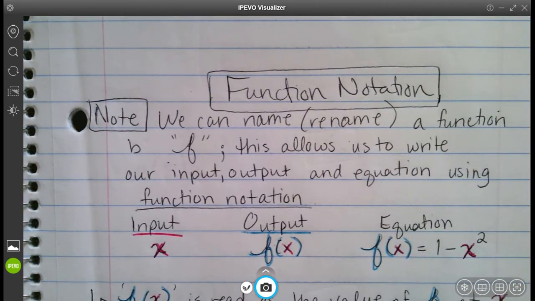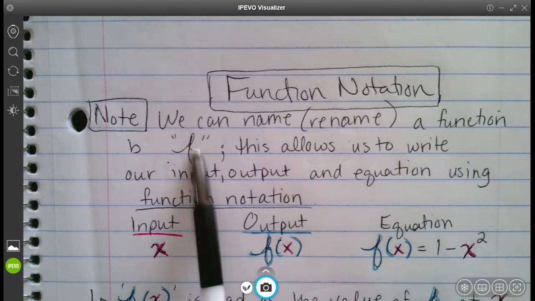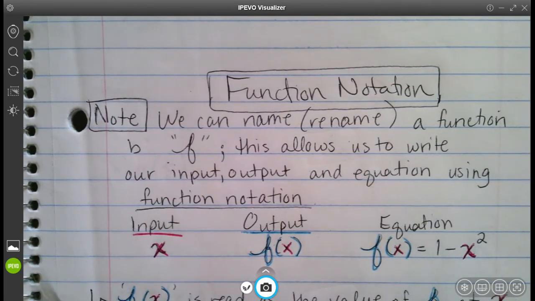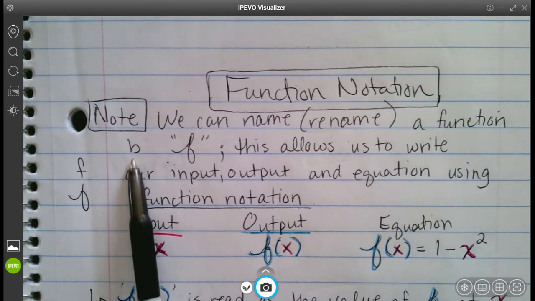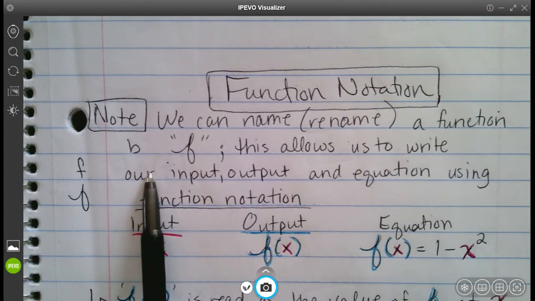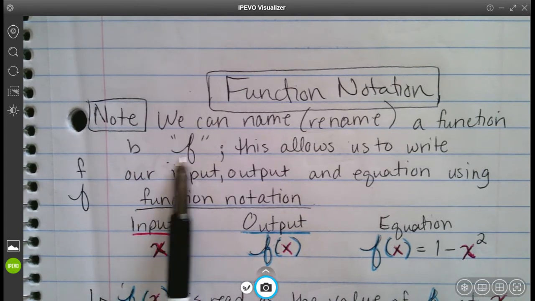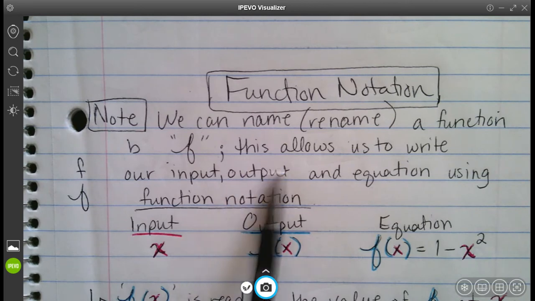We can name or rename a function by f. This is how I do my f. If you want to use just f like that, that's fine too. I like to do the cursive f. So we can use a function f. This allows us to write our input-output equation using function notation.